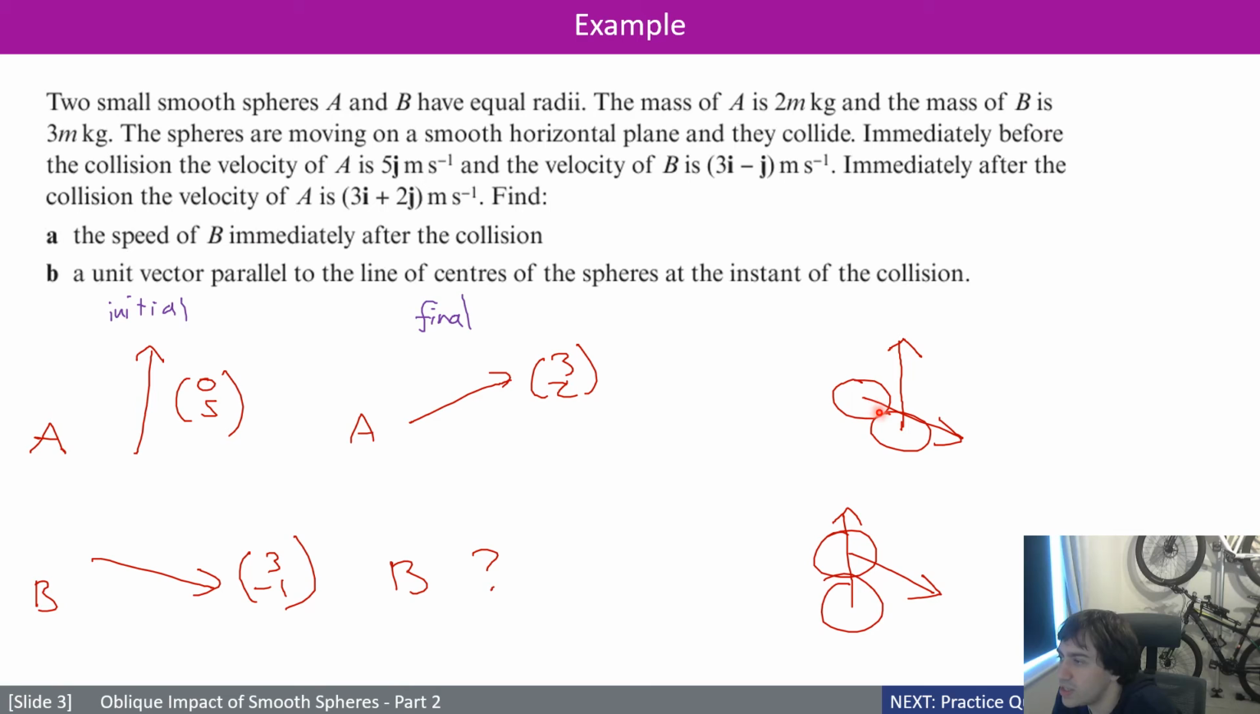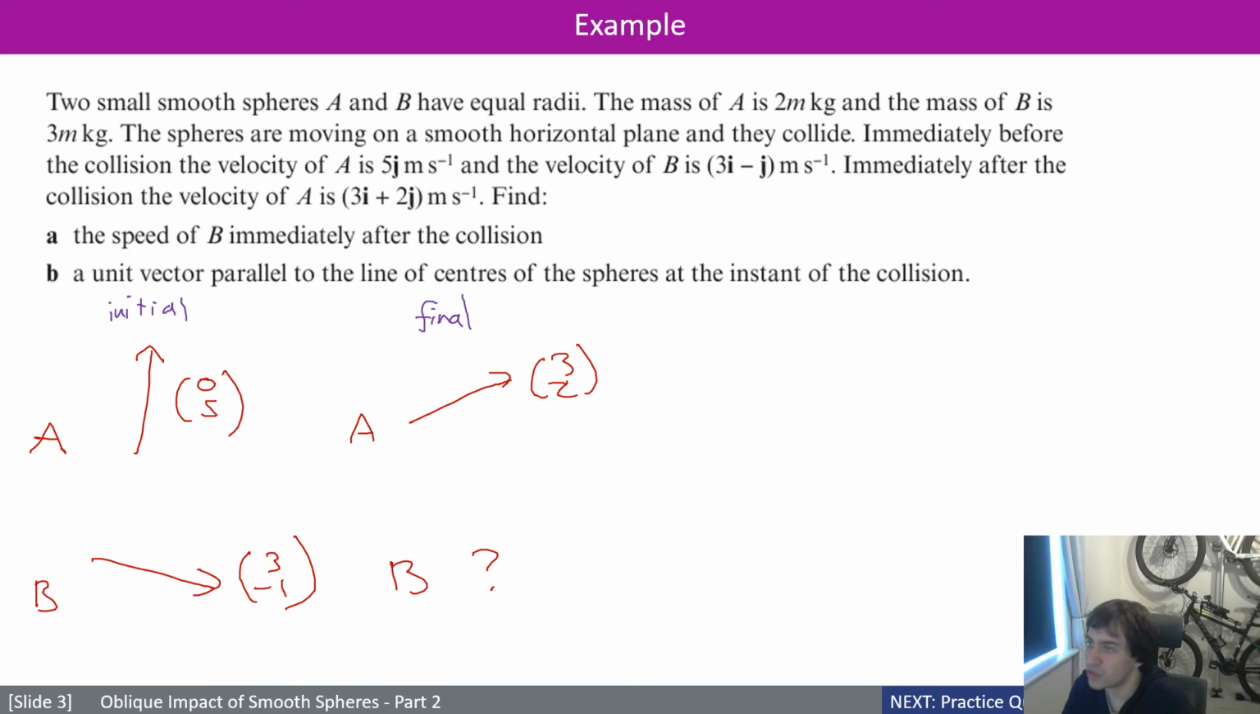So because we don't actually know what we're going to have to do, well, I suggest let's actually just work on B, because I'd be interested to find what that looks like, what's the actual configuration, and then we can do A afterwards. So to find this line of centers in B, right, what we have to remember is that the impulse is always parallel to the line of centers.